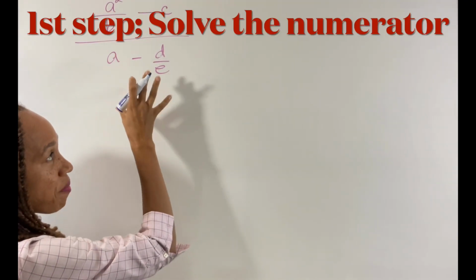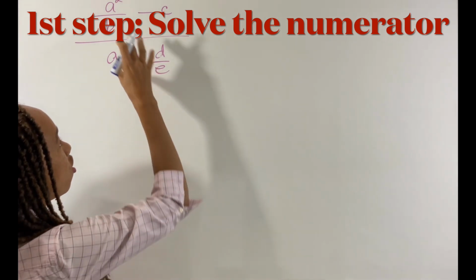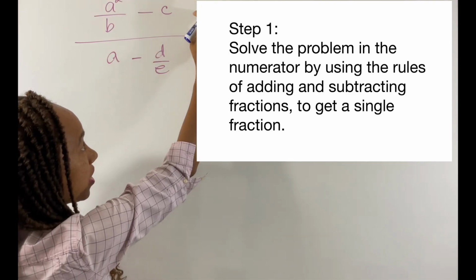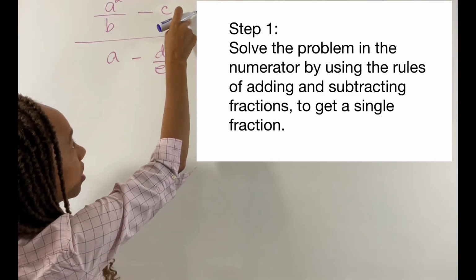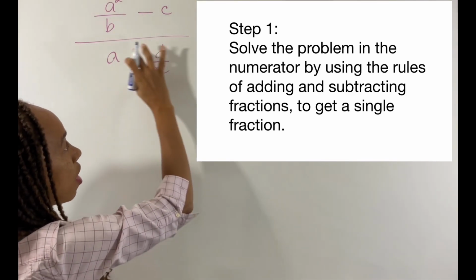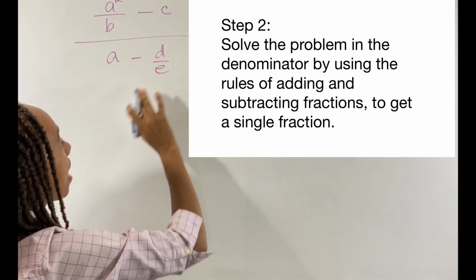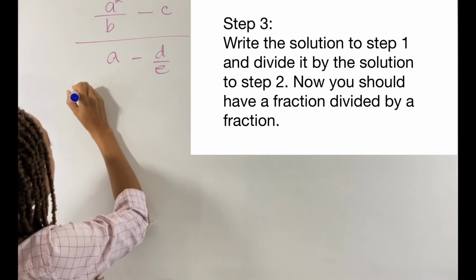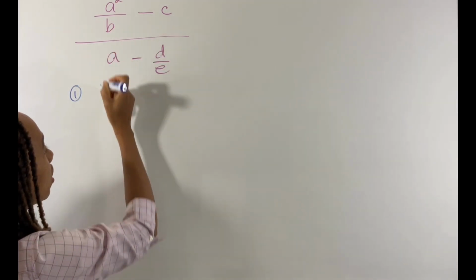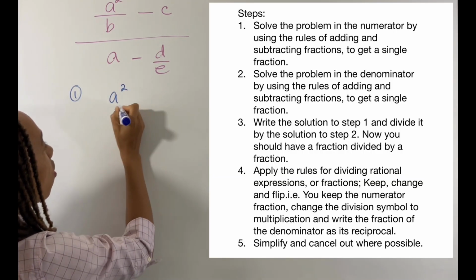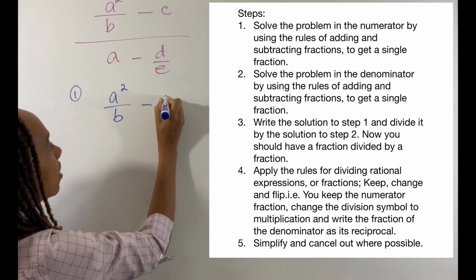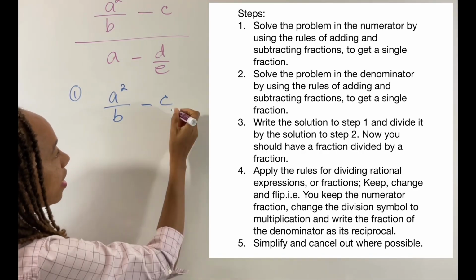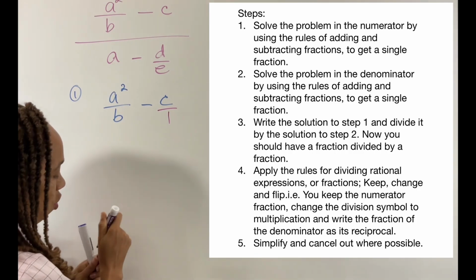The first step in solving this problem is that you're going to solve what is in the numerator first, and then you are going to solve what is in the denominator, and then you're going to do your division. So first, you're going to solve a squared over b minus c. We are now going to write that c as a fraction, and to write it as a fraction, we're going to put it over 1.